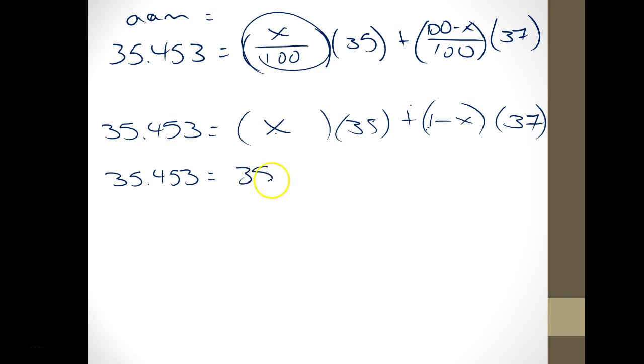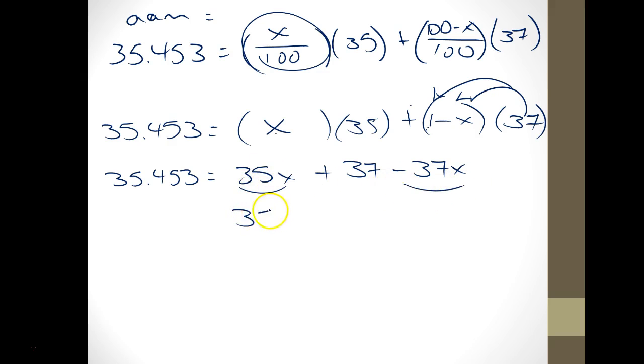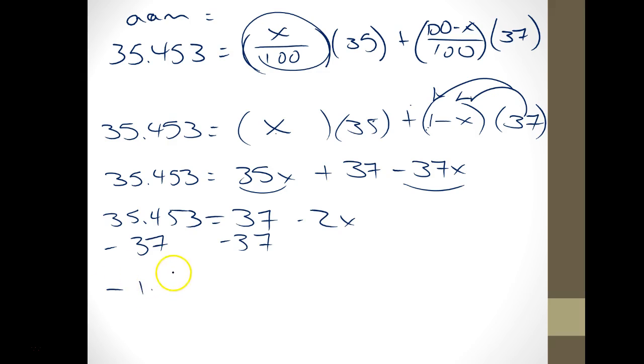35.453 equals 35x plus 37 minus 37x. Don't forget to distribute. Okay, combine like terms. My variables are my like terms. So I have 37 minus 2x equals 35.453. I'm going to subtract the 37 now. So 35.453 minus 37 is a negative number, but I'm not done with the algebra yet, so I'm not going to panic over a negative number yet. Equals negative 2x divided by negative 2.